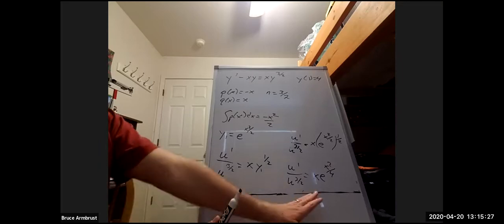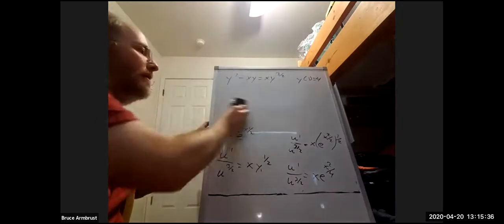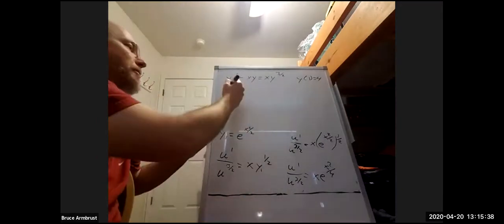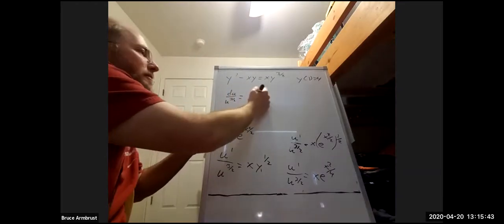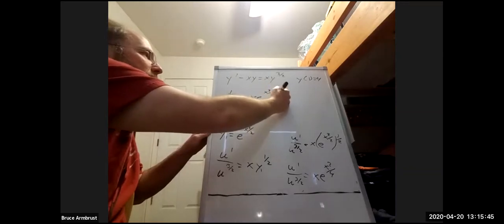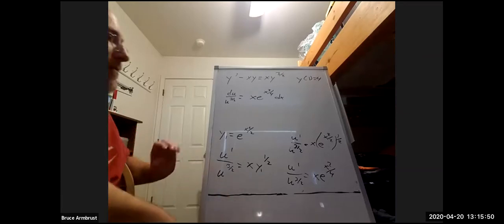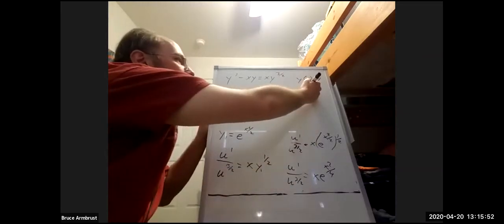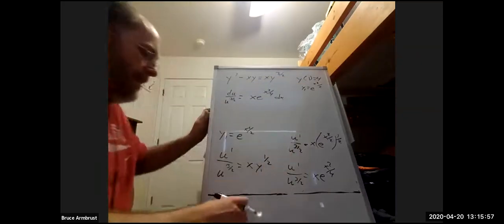And the whole point of this is now this is separable. This is something we can integrate to find our u. So if we separate that, we're going to get du over u to the 3/2 equals x e to the x squared over 4 dx. And now we want to integrate both of those things. I'm going to write over here our y1 because we're going to need that.